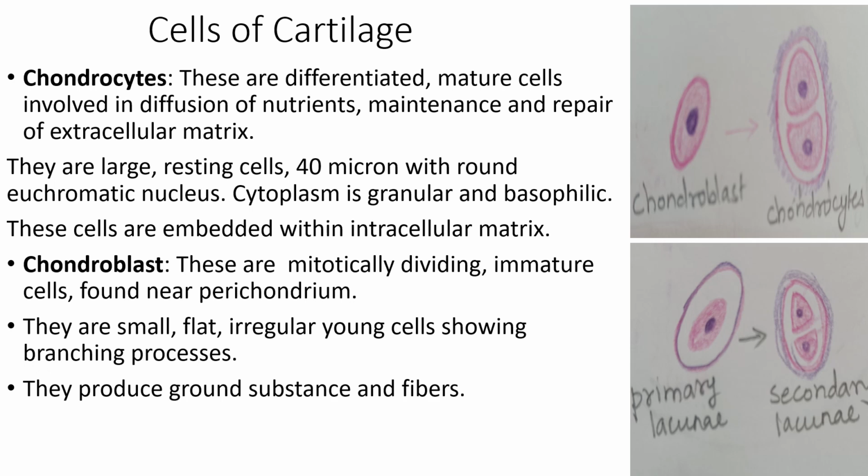So just to revise, chondroblasts are smaller and flat young immature cells which are mitotically dividing, and they are present in the chondrogenic layer of the perichondrium. They can produce ground substance and fibers, whereas chondrocytes are larger cells. These are in resting stage and their diameter is about 40 microns. They have euchromatic nucleus and the cytoplasm is basophilic, and where these chondrocytes are located, they are embedded within the extracellular matrix, and their main function is to provide nutrition and to maintain the extracellular matrix.